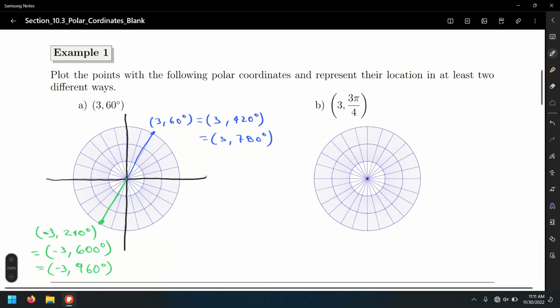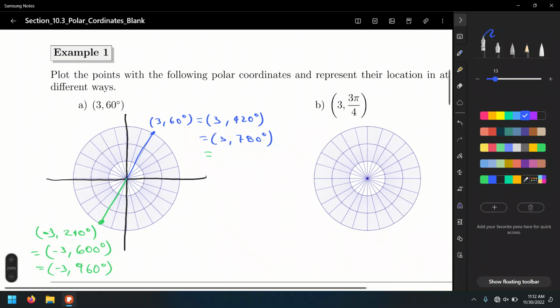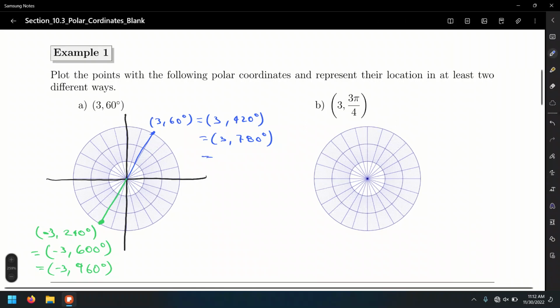But in this case, notice I only added positive multiples of 360 degrees. Now, can we do the same by subtracting those multiples? Yes, of course, because the periodicity of these points goes in either direction, in the positive direction, counterclockwise, or in the negative direction, clockwise. So instead of adding 360 degrees to get 420 degrees, we can instead subtract 360 degrees, and that's going to be (3, negative 300 degrees).